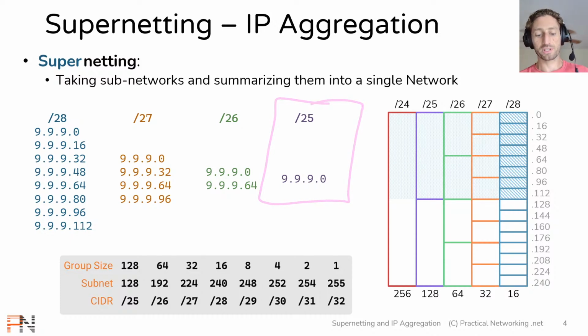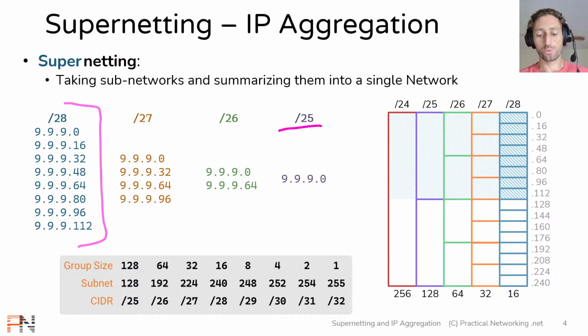The best answer for summarizing these 8 /28s would be this /25 right here, because it is the smallest summary we can use that encompasses all the addresses that we cared about. So that is essentially what you're doing with summarization.